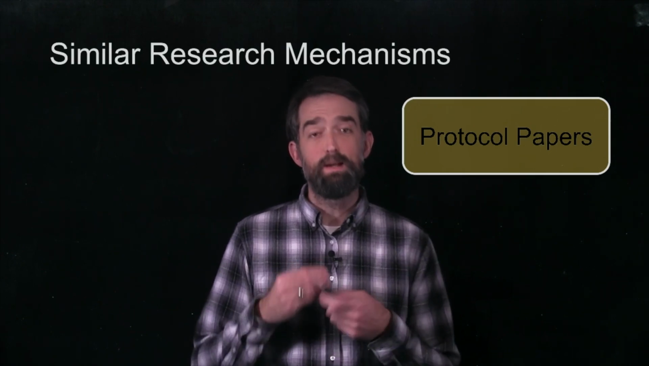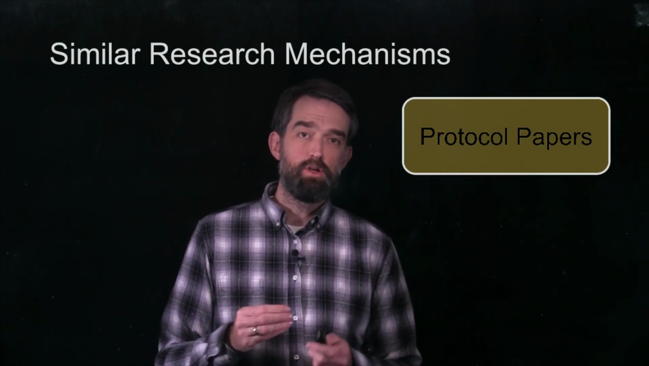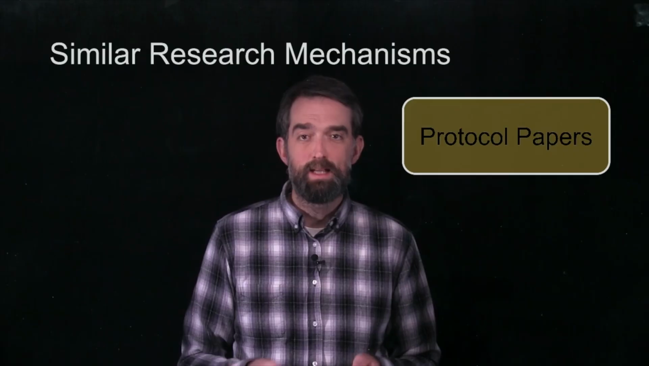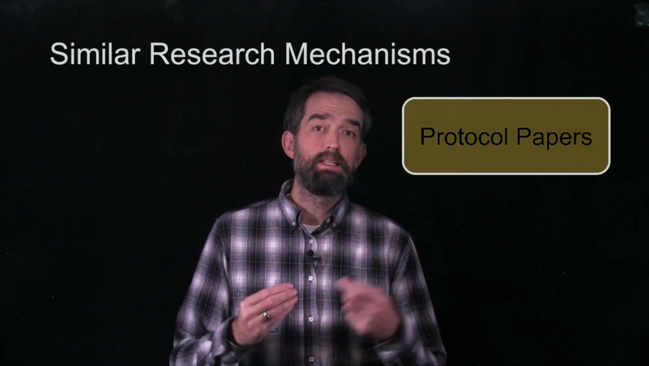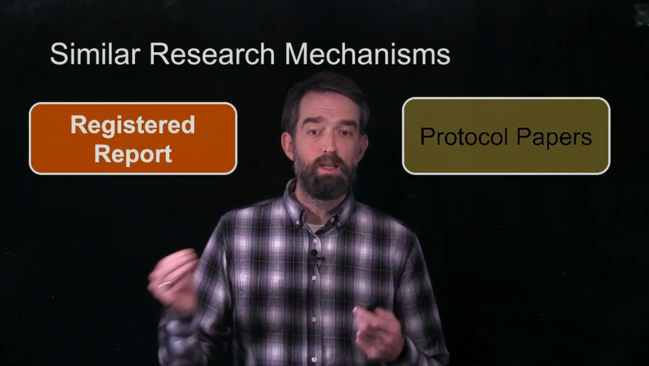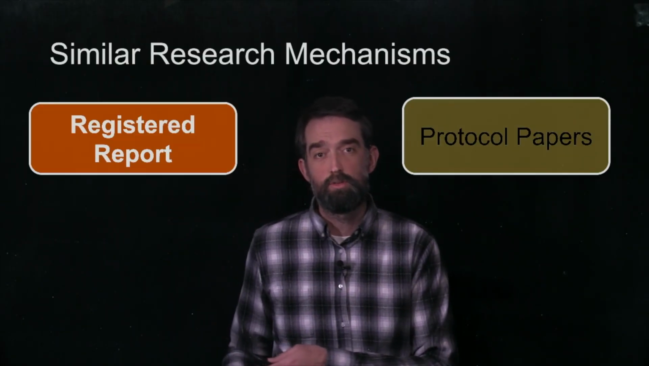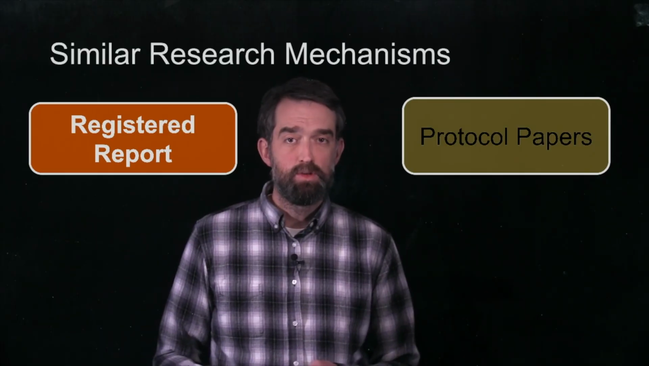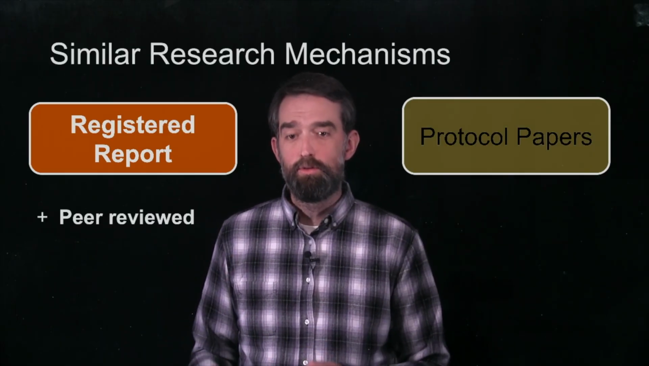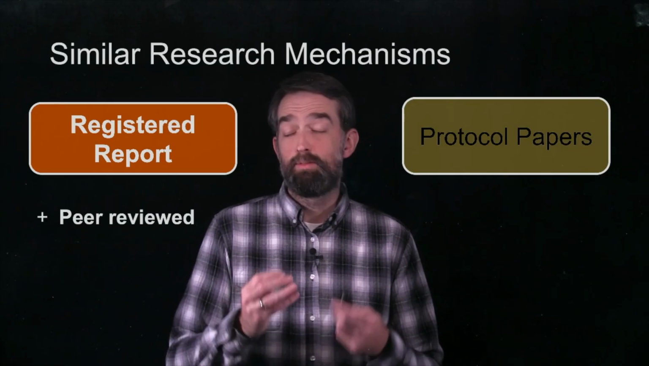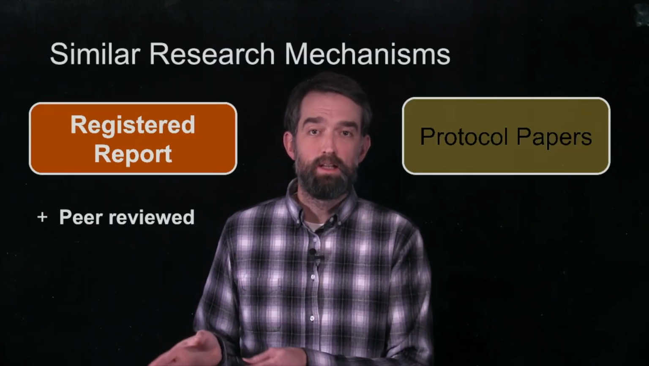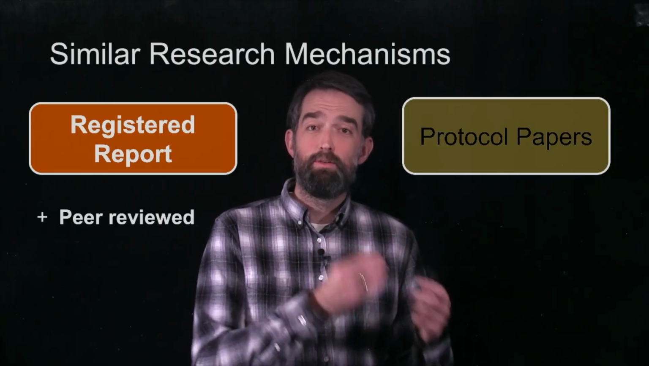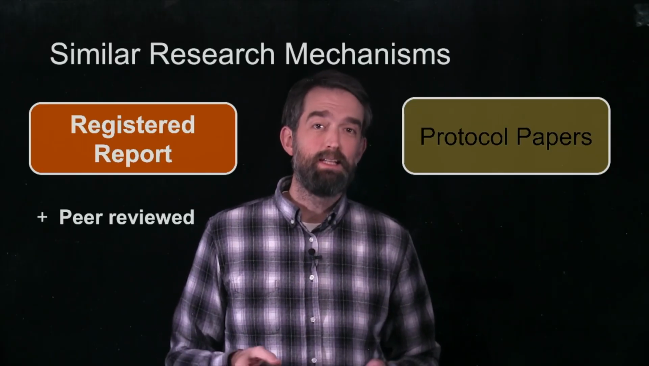Now, a protocol paper is a publication, but it's a publication of your research design and analysis plan. So you are getting it peer reviewed and you are submitting it to a journal, and it is getting published as its own manuscript. We can think of this in terms of similarities with registered reports, in that it's very much like the stage 1 peer review. You are getting a peer reviewed product prior to collecting any data. So with registered reports, you're getting a peer review prior to collecting any data, and with protocol papers, you're getting a peer review and a publication prior to collecting any data.